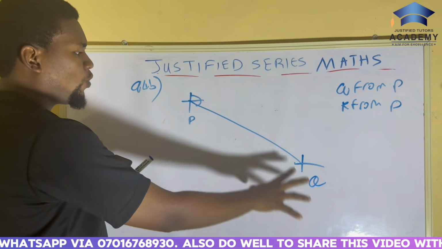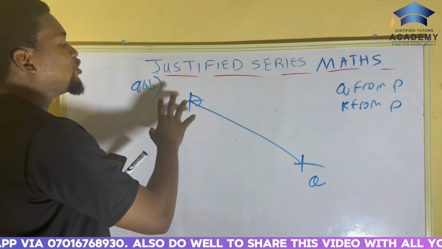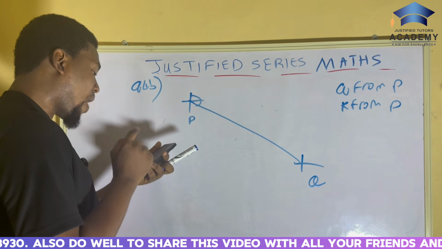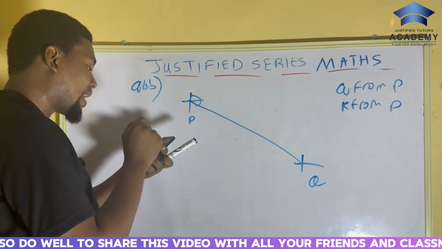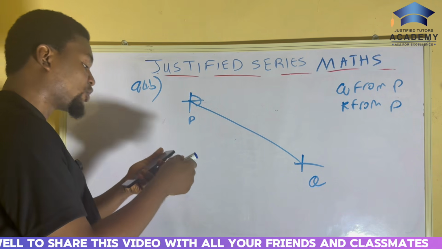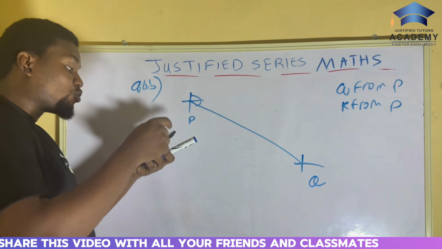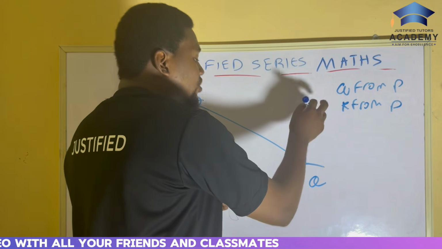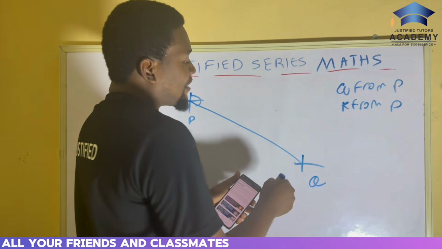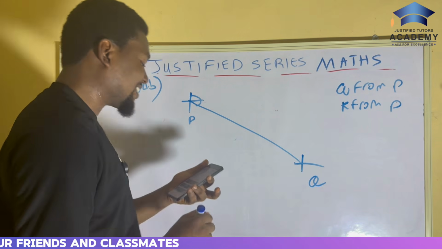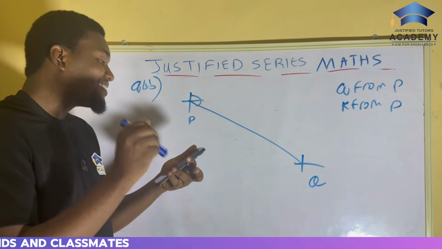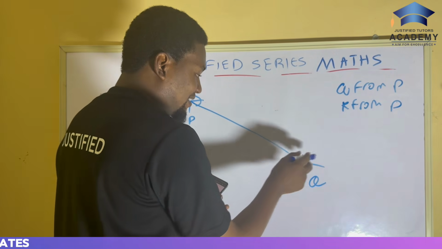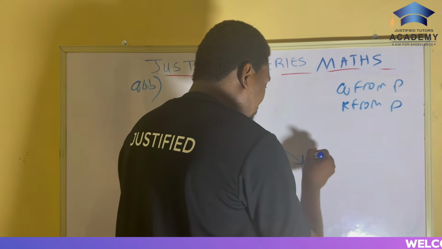Now, what do we do next? We go to the next part of the question, where they say the bearing of R from Q. That means the bearing of point R is coming from Q. So therefore, the angle will be at Q. Are you getting me? It is 60 degrees. Now, where is 60 degrees? It is between 0 and 90. So we draw this one out.